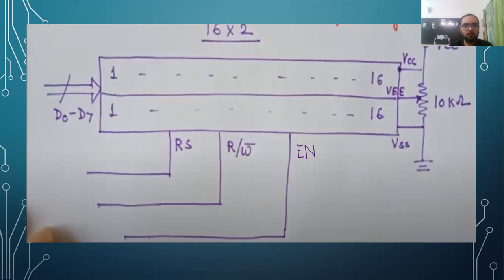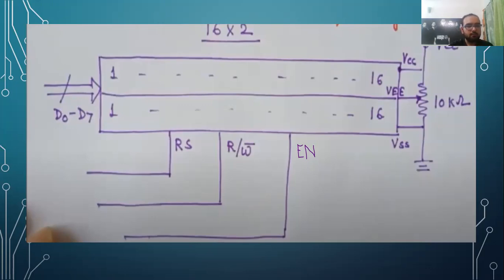So what is a potentiometer? A potentiometer is just a variable voltage divider, right? So by appropriately changing the voltage, we can select the intensity which we require for our LCD display.